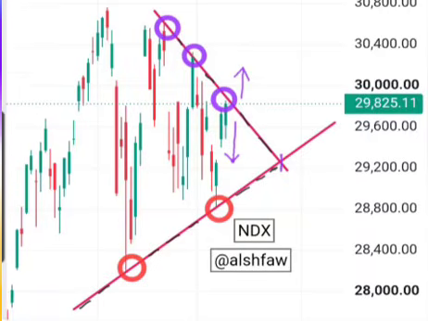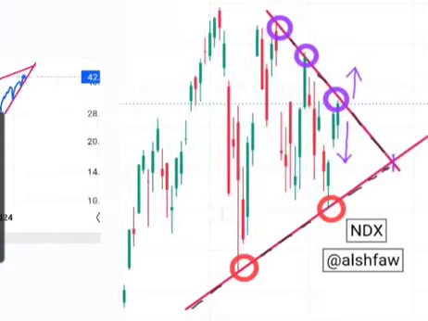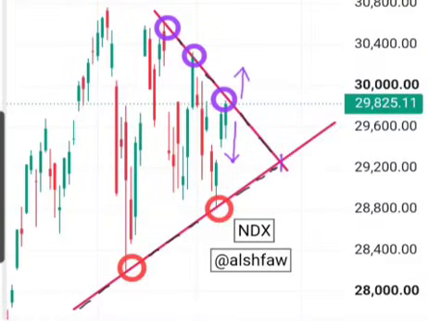Hello everyone. Today I will be discussing two charts, the NDX, the Nasdaq, as well as the Shiller PE ratio, both periods, the 2000s dot-com and the current price action.